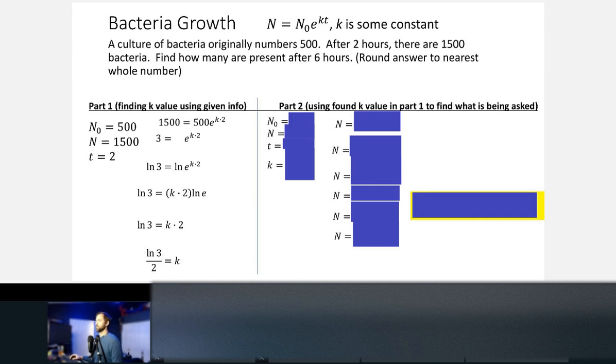All right, so part 2, the starting amount is still going to be the same. The k value, we found that already. And then, are we solving for N or solving for t? I haven't read this one yet. Let me read it real fast. Cultural bacteria originally numbers 500. After 2 hours, there are 1,500 bacteria. Find how many are present after 6 hours. Round answer to the nearest whole number. All right, so we're solving for N. And what's our t value for part 2? Yeah, 6 hours.